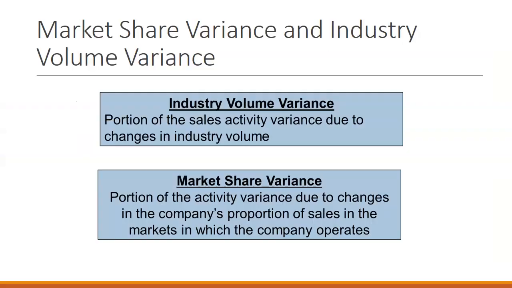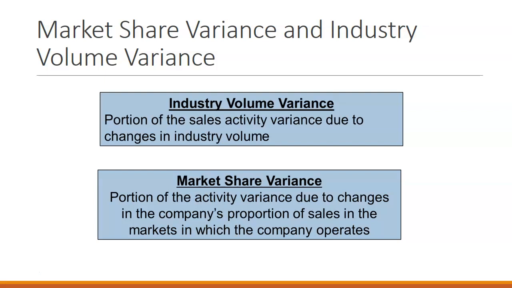Some additional variances that we can look at are our market share variance and our industry volume variance. Our industry volume variance is the portion of our sales activity variance due to changes in industry volume. So how did the industry change? Same with our market share. We would have an idea of what percentage of the market share our product actually has.